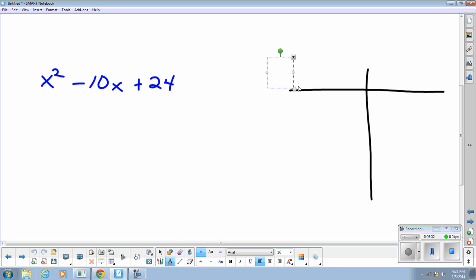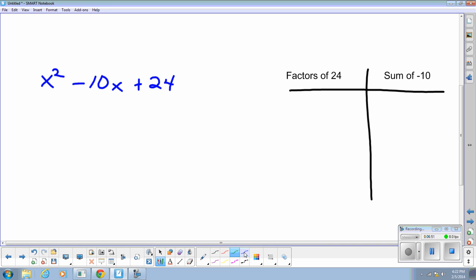So what I need is this. I need the factors of 24 that have a sum of negative 10. So let's see here. Let's start thinking of our factors. Factors of 24, sum of negative 10.